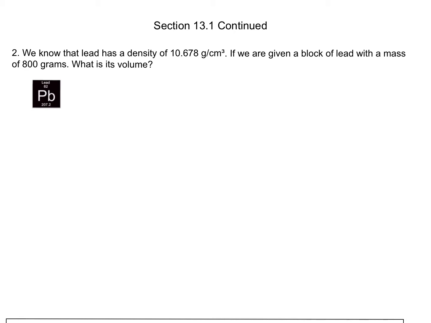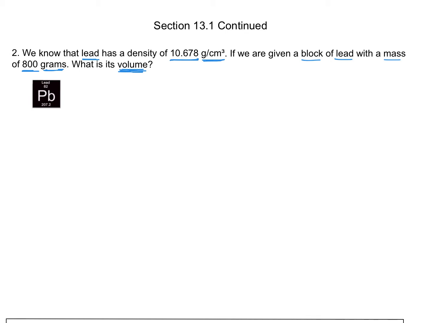So I'm told that lead has a density of 10.678 grams per centimeter cubed. And we're given a block of lead and it has a mass of 800 grams. From that information, I want to determine what the volume of that lead is.